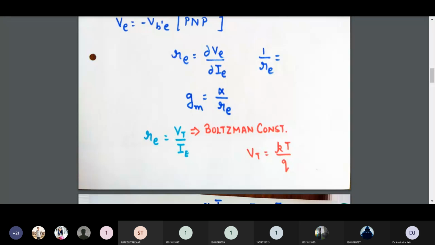And what is IE equal to? Hello students, what is IE equal to? gm into VT divided by alpha.